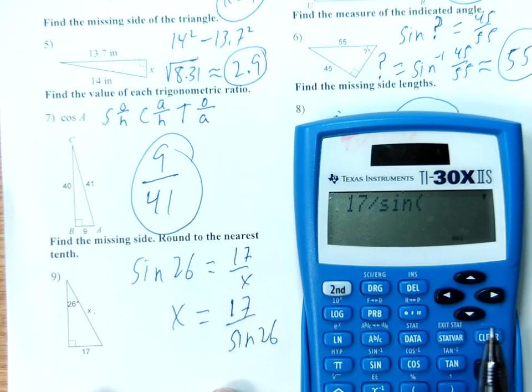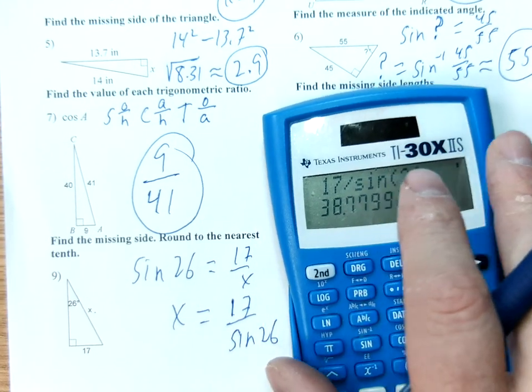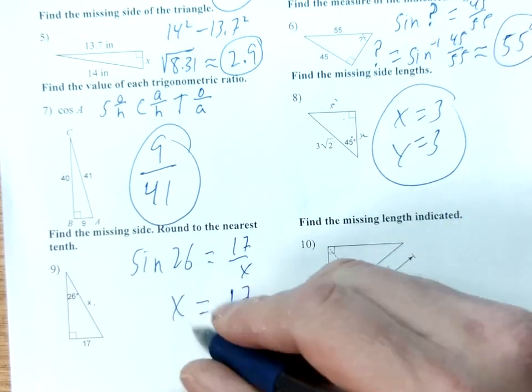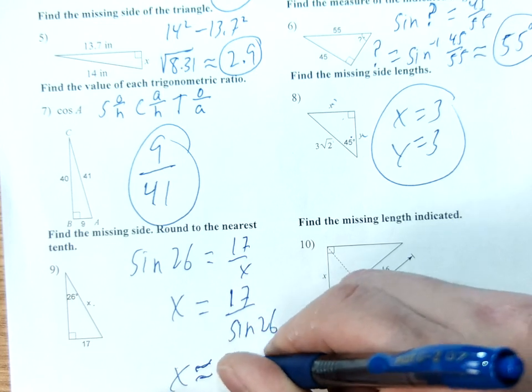17 divided by sine 26. It's about 39. Well, 38.8 length. It's a length. Sorry, it's about 38.8, 38 and 8 tenths.